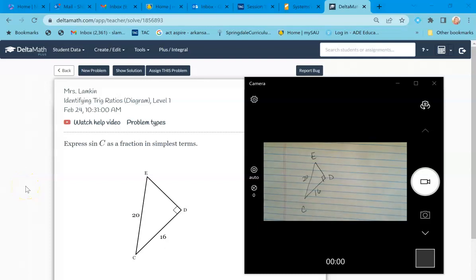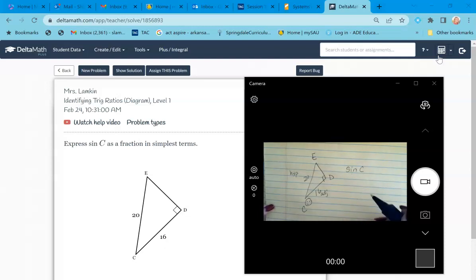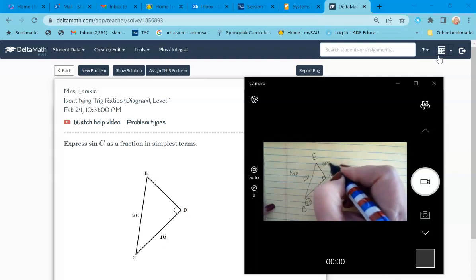Okay, on the Delta Math assignment on trig, it asks us to express the sine of C as a simplest fraction. So you're going to put smiley at C, and you're going to label your parts. This is your hypotenuse. This is your adjacent. What do you need for sine? Opposite over hypotenuse. So I'm going to have to do the Pythagorean theorem because I want to know the opposite.